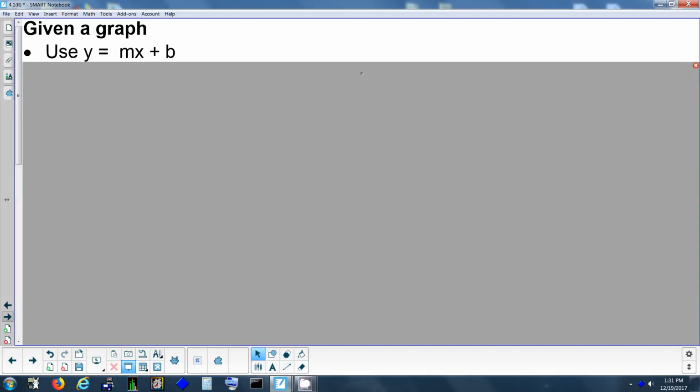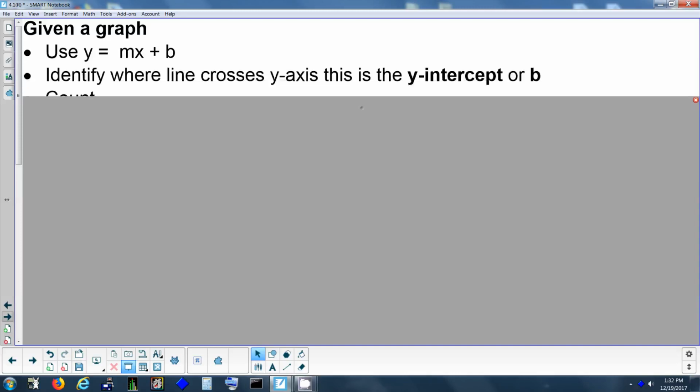Where the line crosses the y-axis, what is that called? Y-intercept, good job. Or what letter is represented as the y-intercept in the formula? B. So you guys basically just told me how to fill in those blanks. All right? When the line crosses the y-axis, is the y-intercept or the b? So that's going to be the last thing in your formula. That'll be the last thing you have to write. Whatever number it crosses on the y-axis, you'll put that last. Make sure you put the sign with it.